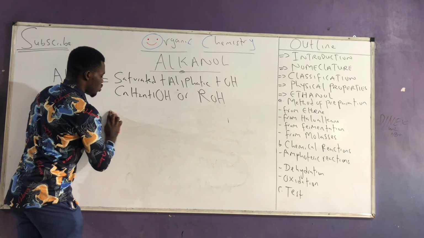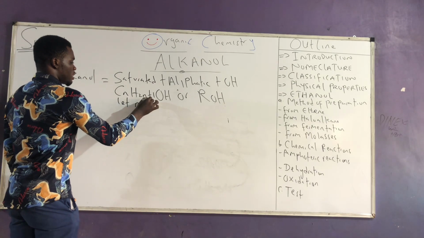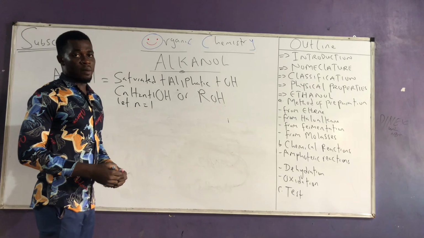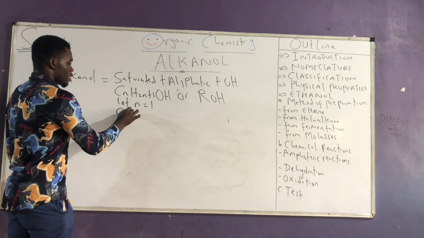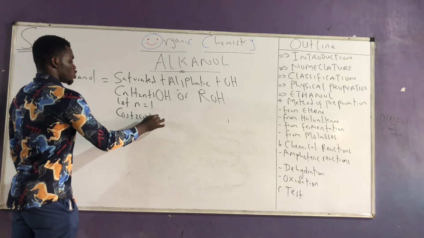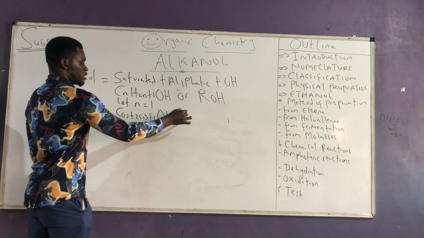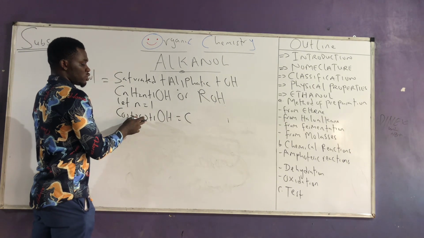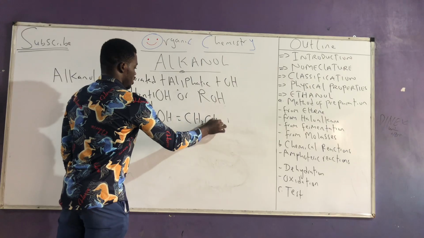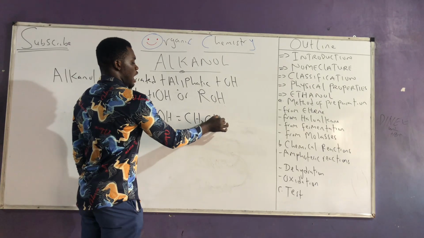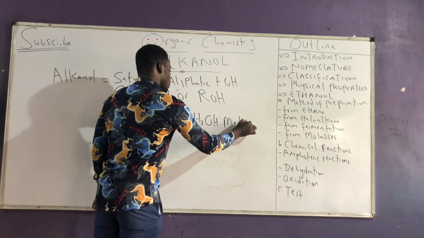CnH2n+1OH. Let n equal 1. This n represents the number of carbon atoms. So where n equals 1, we have C1H(2×1+1)OH. What will I have? 2 times 1 gives us 2, plus 1 is 3, so CH3 plus the OH. This is the first member of the alkanol homologous series, known as methanol.